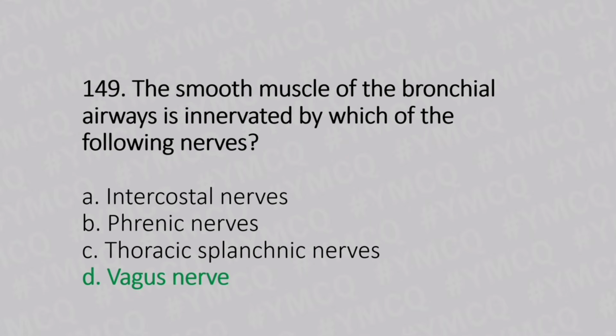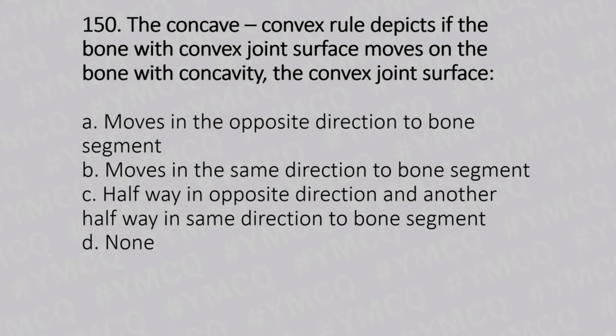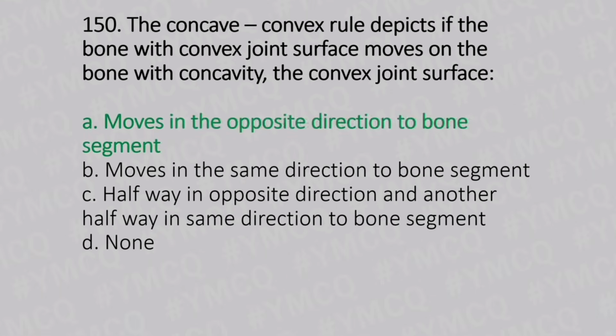Now let's move to question number 150. The concave-convex rule depicts that if the bone with a convex surface moves on the bone with concavity, the convex joint surface: option A, moves in the opposite direction to the bone segment; option B, moves in the same direction to the bone segment; option C, halfway in the opposite direction and another halfway in the same direction to the bone segment; option D, none. And the answer is option A, moves in the opposite direction to the bone segment.